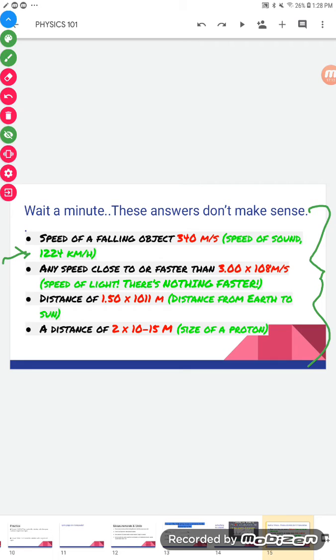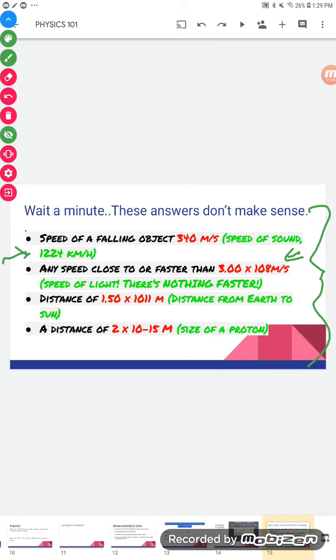Okay, if you get any speed closer to 3.1 times 10 to the power of 8 meters per second, okay, that's the speed of light, okay? That's not going to happen, okay? And that's not the right number here. Okay, just a second here. Yes, okay, that is not a typo. That is right, and that is supposed to be times 10 to the power of 8, sorry, okay?